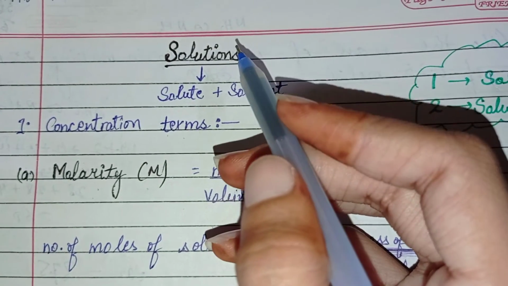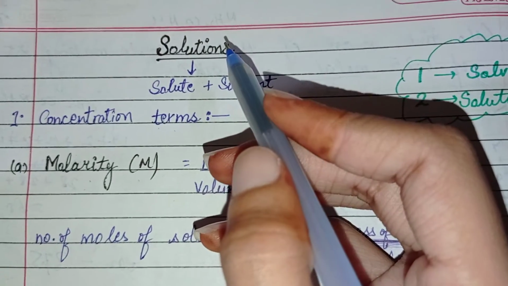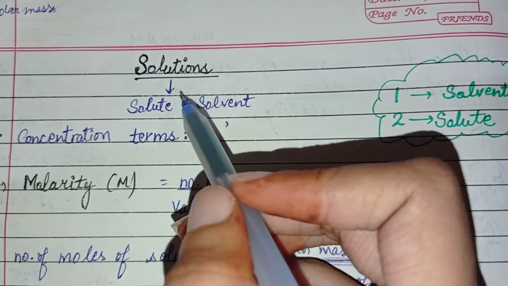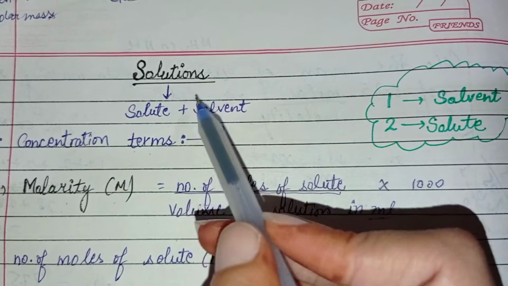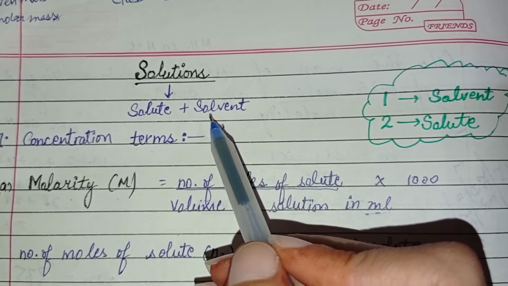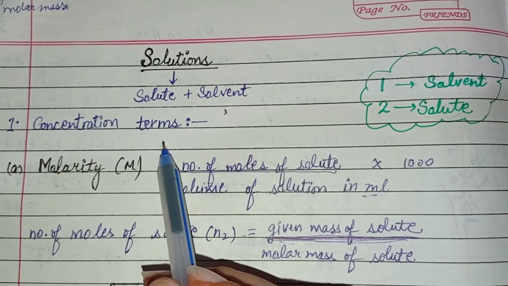Students, today we will learn chemistry of class 12th. Chapter name is solutions. So let us start this chapter. Solution is made up of solute and solvent. Let us talk about concentration terms.